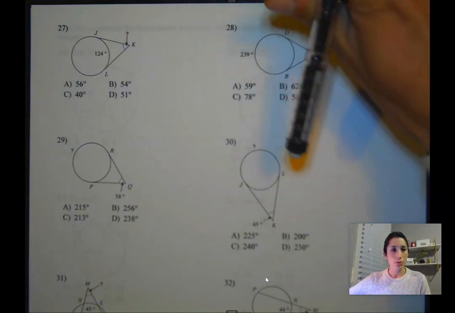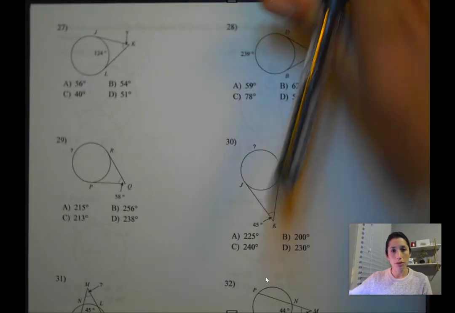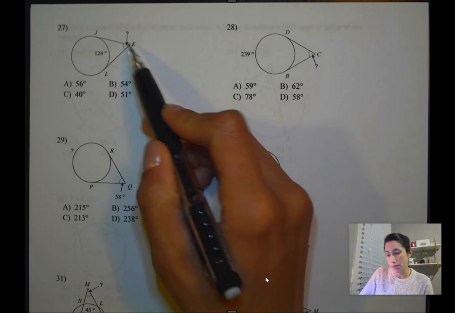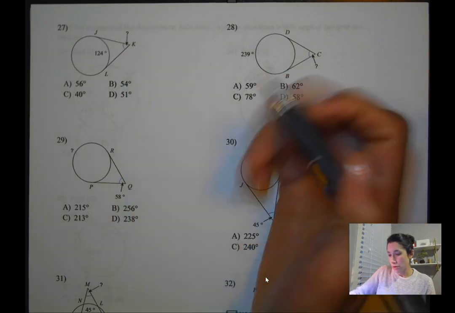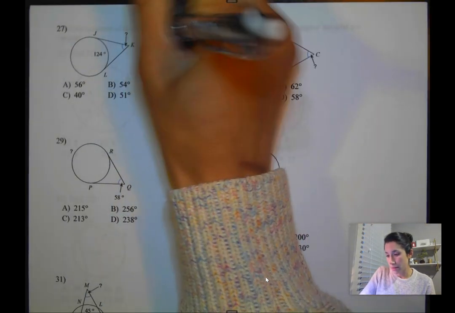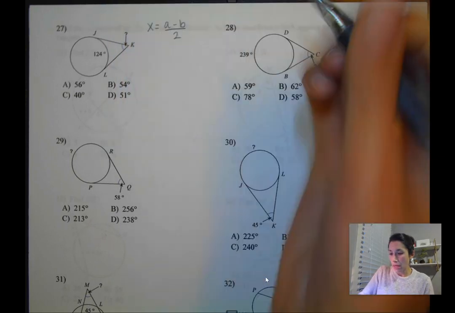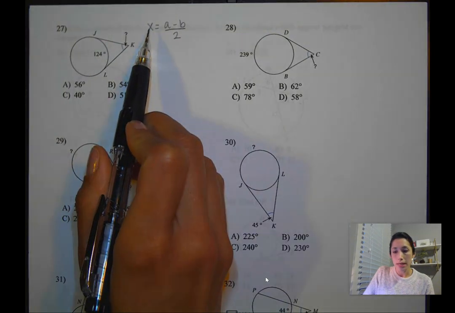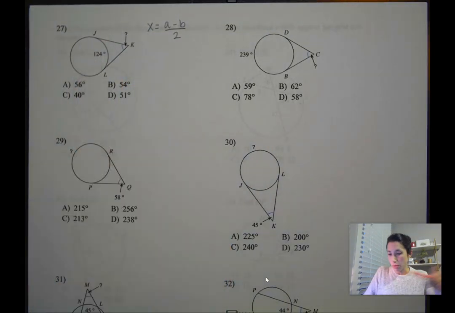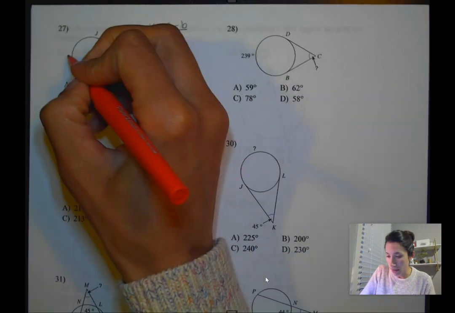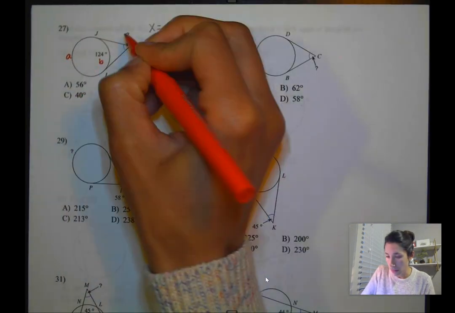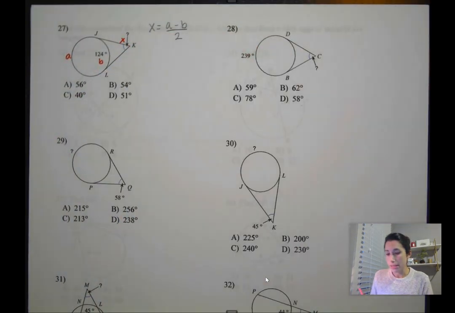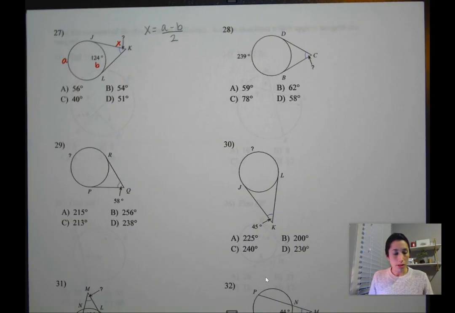Okay, we're on question 27 now. We are looking for the angle here that is outside of the circle. So our formula for this is x equals a minus b divided by 2. The angle that's outside the circle would be representative of our x. And then this arc here would be the farther away arc. We'll call this the a and this the b, and then we'll call this x. And we're just going to place these into our formula.